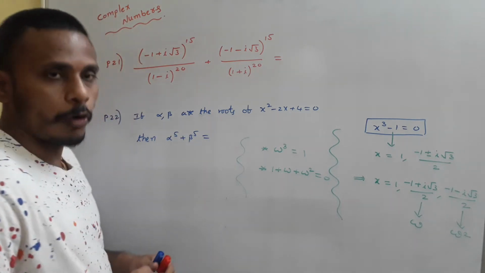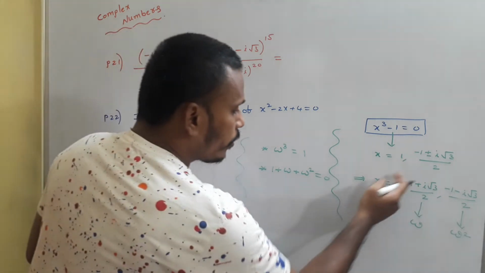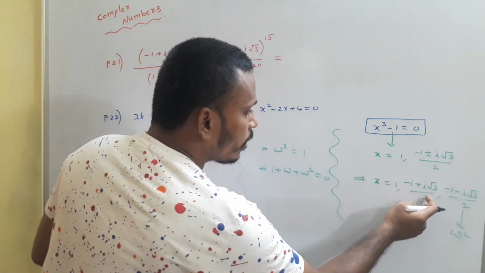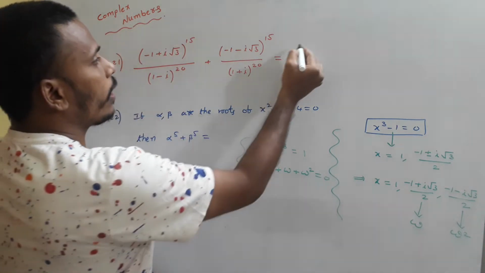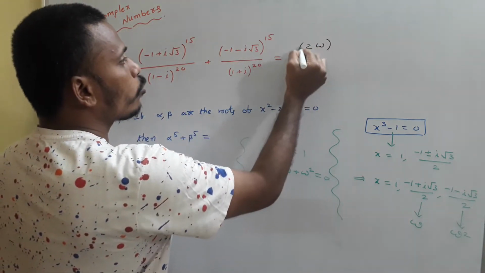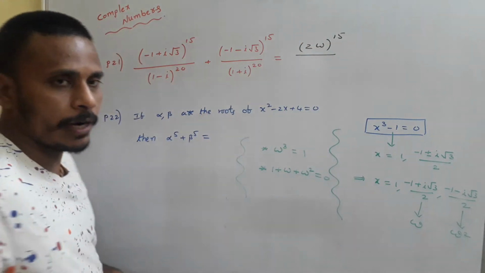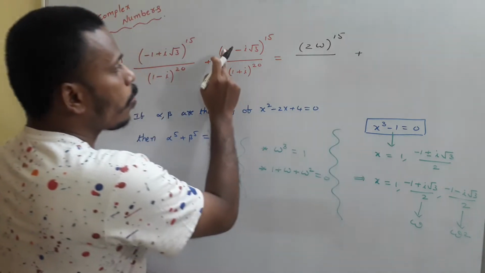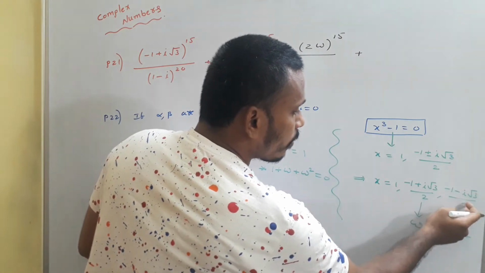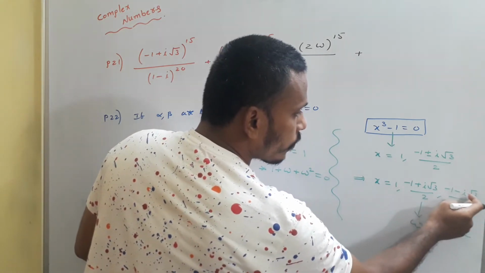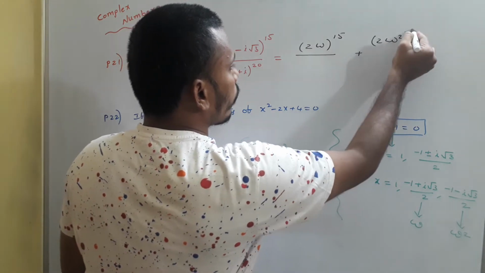Now when you look at the problem, the numerator is minus 1 plus i root 3. From this, minus 1 plus i root 3 by 2 is omega, so minus 1 plus i root 3 is 2 omega. So this is 2 omega to the power 15, divided by, I will write the denominator, plus minus 1 minus i root 3 power 15. This minus 1 minus i root 3 by 2 is omega square, so minus 1 minus i root 3 is 2 omega square. 2 omega square power 15.